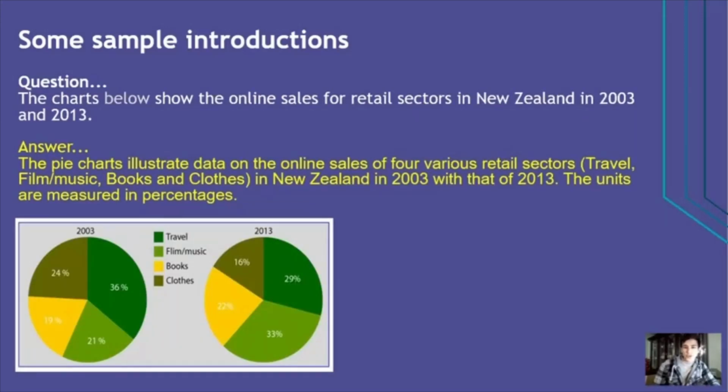Let's have a look at another example again. The charts below show the online sales for retail sectors in New Zealand in 2003 and in 2013. The answer is: the pie charts illustrate data on the online sales for various retail sectors: travel, film and music, books and clothes, in New Zealand in 2003 with that of 2013, the units are measured in percentages. Here also we used the same method to write our introduction, paraphrasing the question and taking some information from the chart.